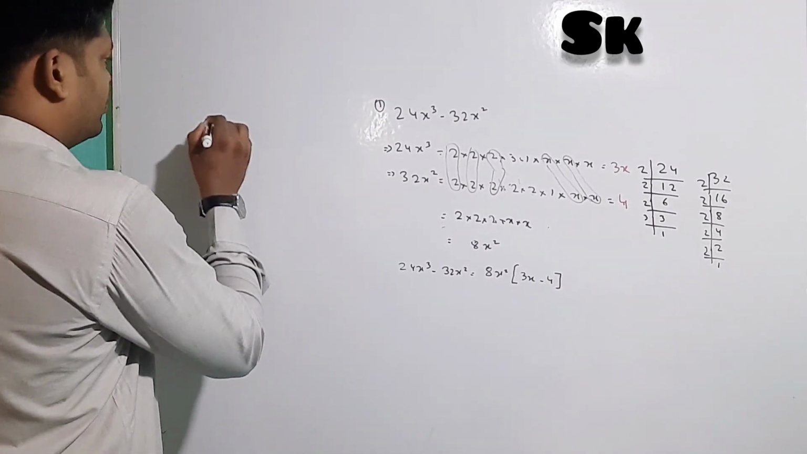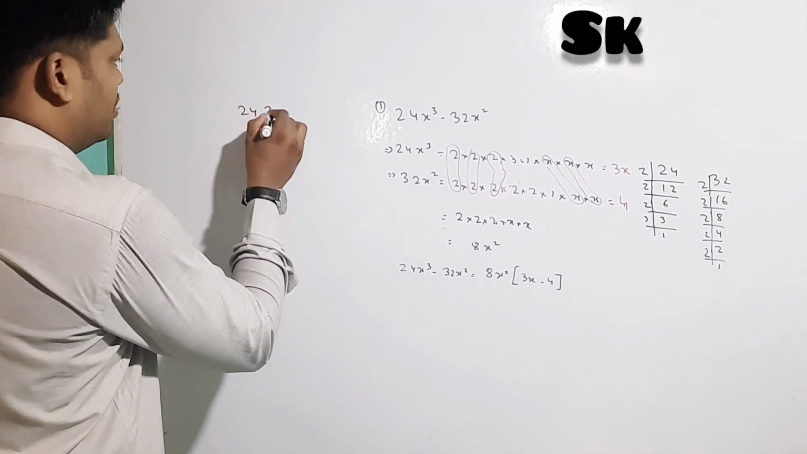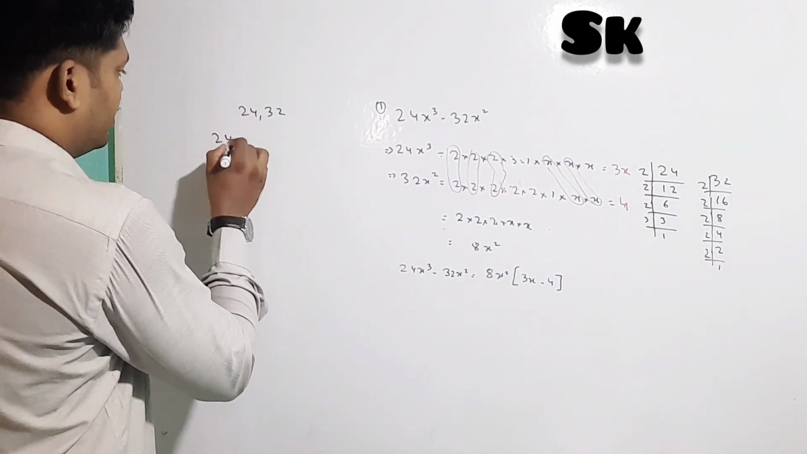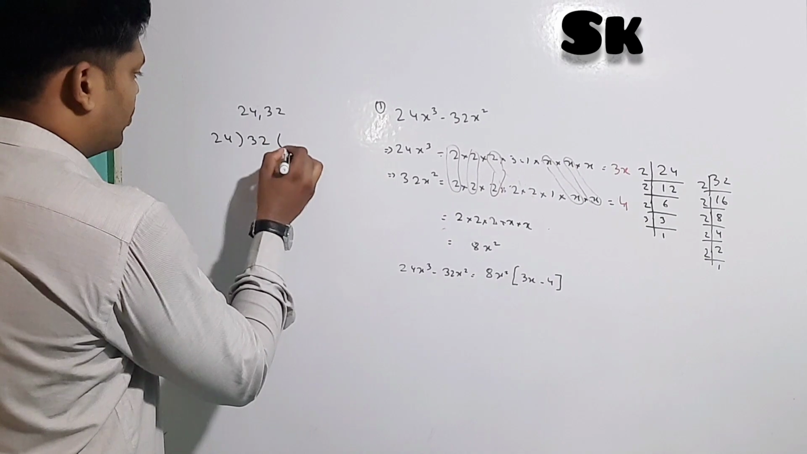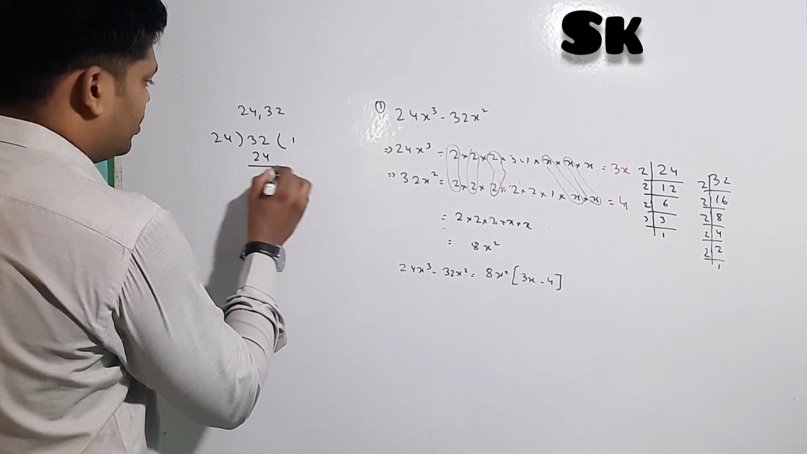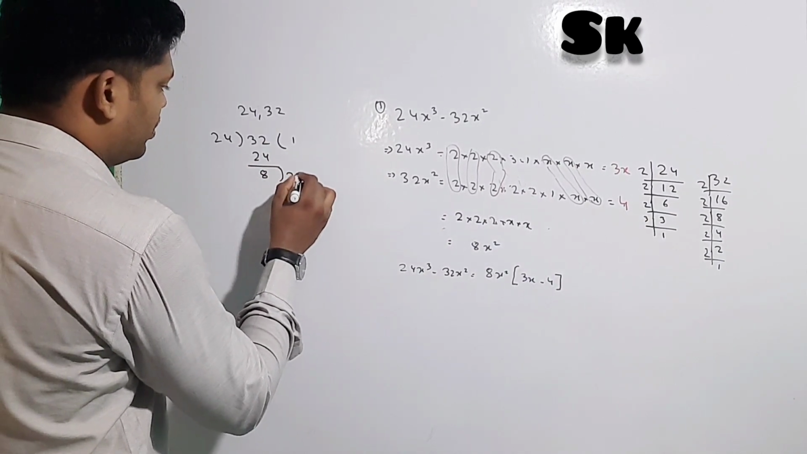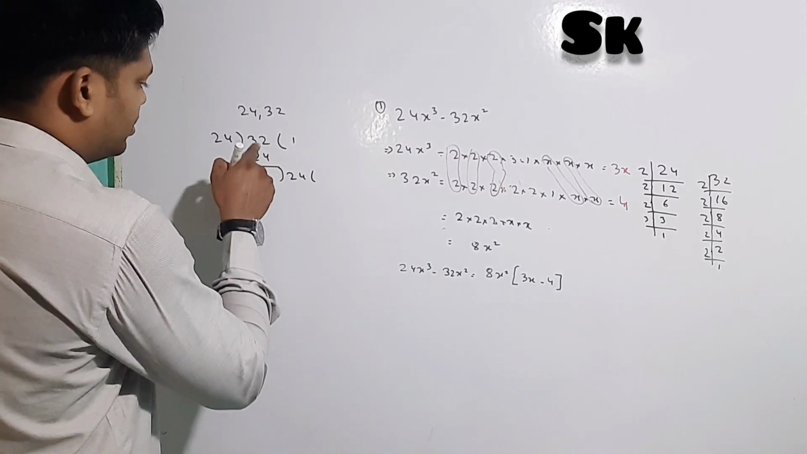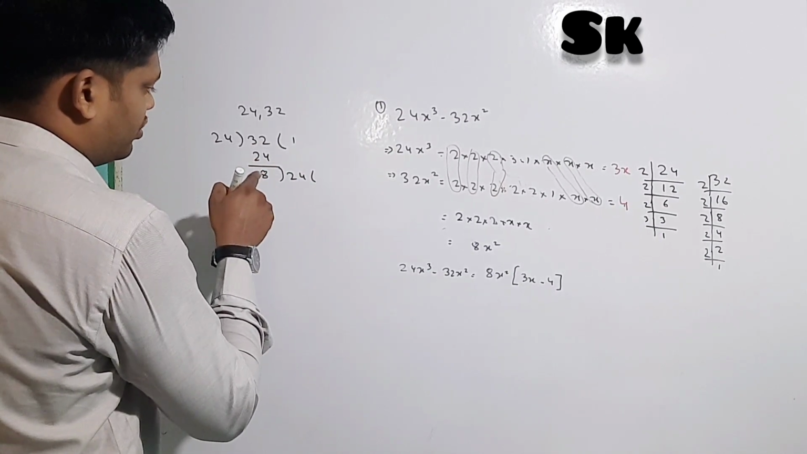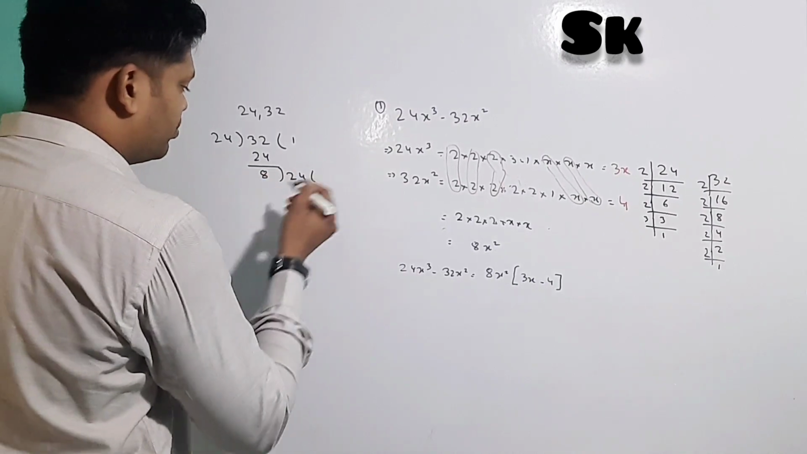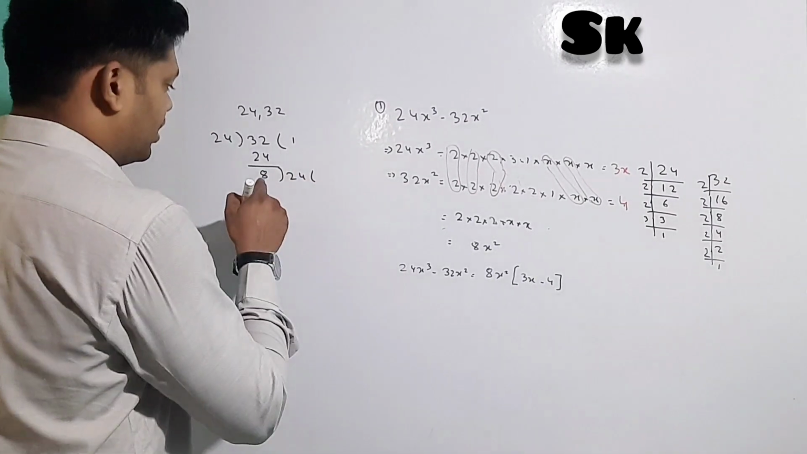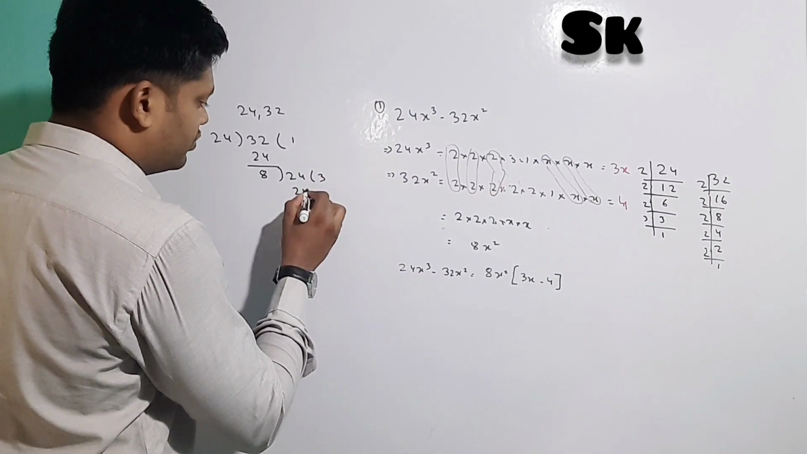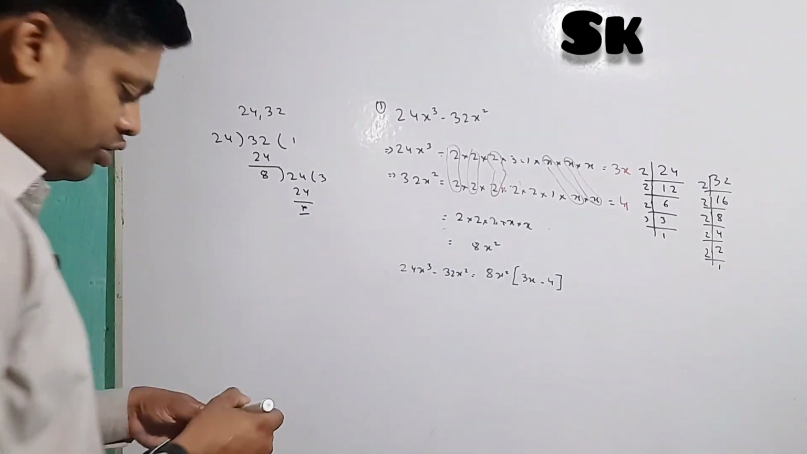So the numbers are 24 and 32. I will write 24, 32. When I am doing subtraction I am getting 8 as a number, so again we have to do the process. Many students have already completed this in the smaller classes. 8 times 3 is 24, so it has been totally cancelled. Like this it will happen.